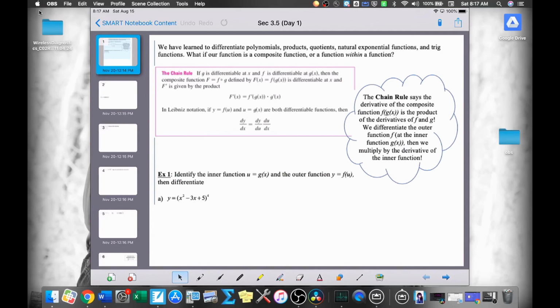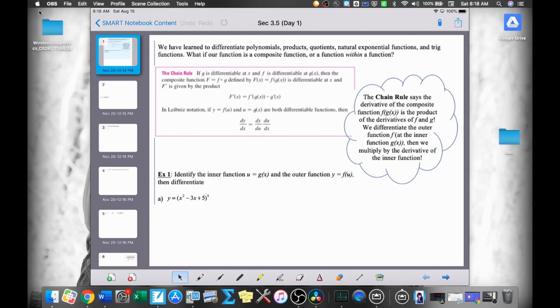So far, we've learned how to differentiate polynomials, products, quotients, natural exponential functions with a base other than e, and recently our trig functions. But what if our function is a composite function or a function within a function? Remember, in our previous set of notes, we had talked about trying to differentiate secant squared x. That is a composite function because the inner function is the secant and the outer function is that something is being squared. So we need a new rule.